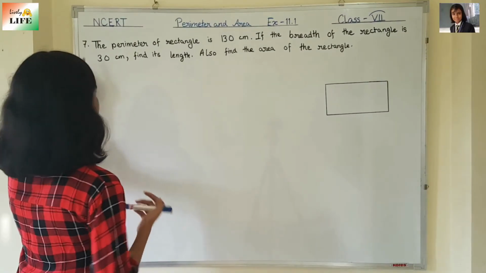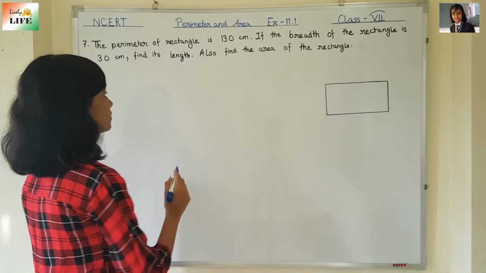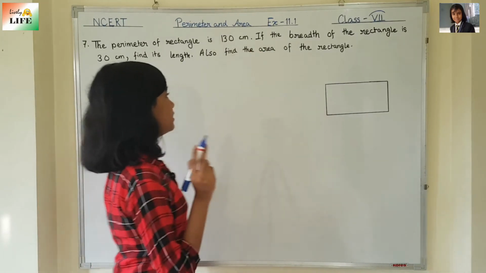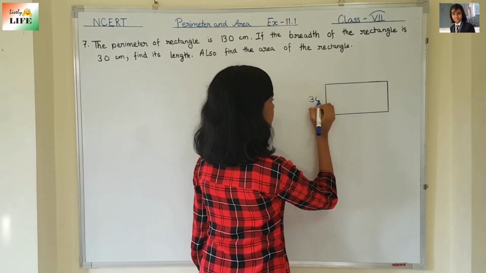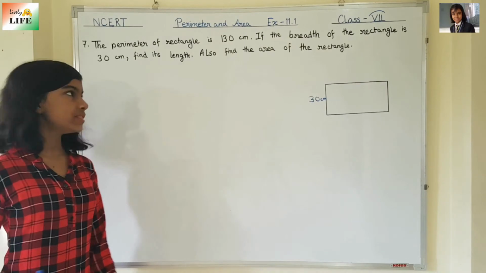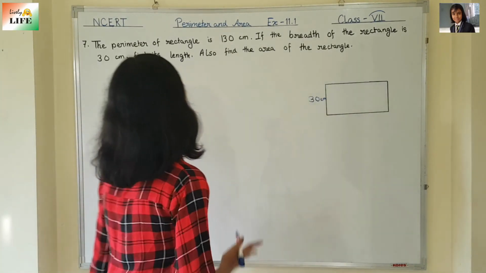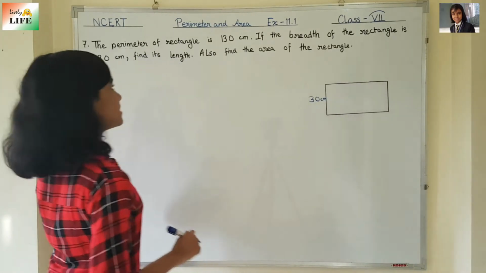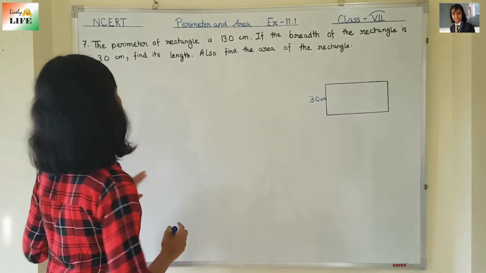Now we are going to start question number 7. The perimeter of a rectangle is 130 centimeter. Okay, this is the rectangle. The breadth of the rectangle is 30 centimeter. Find its length. Also find the area of the rectangle. So what is given? Perimeter of rectangle is 130 centimeter and breadth is 30 centimeter. Then we need to find its length and then find the area of the rectangle.